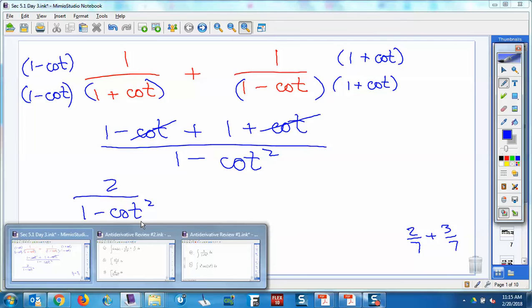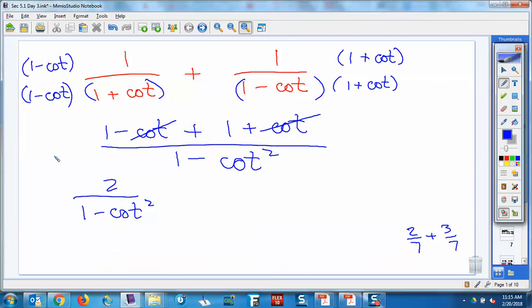Okay, so I would recommend doing it on other paper anyway. Okay, now what were the directions here though? Get it in terms of sine. Now sometimes the directions might have been write it so it's not a fraction, or write it in terms of sines and cosines, or whatever, right?